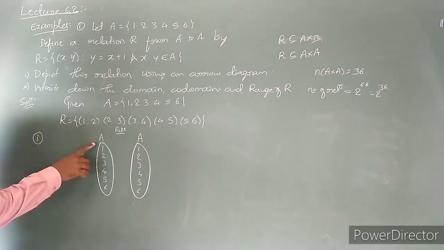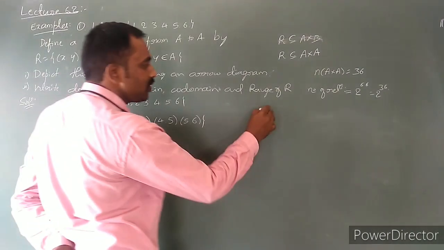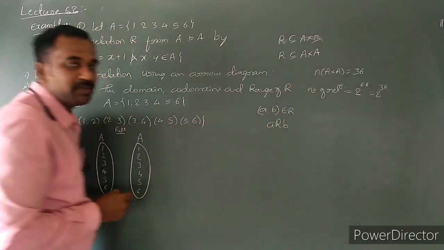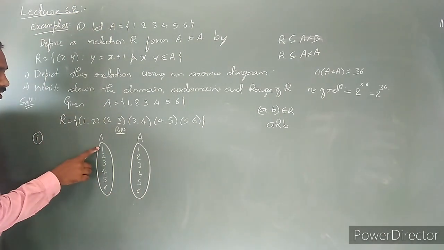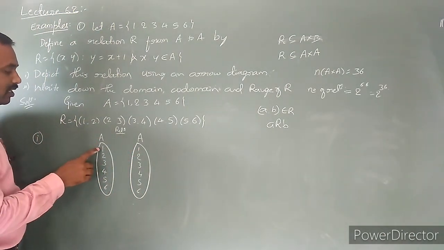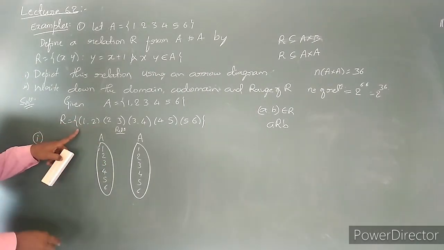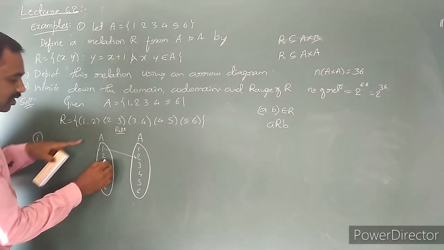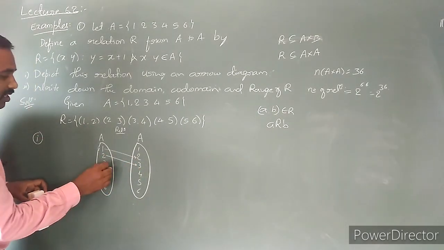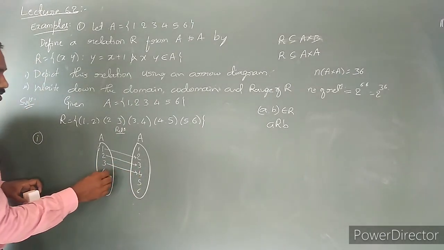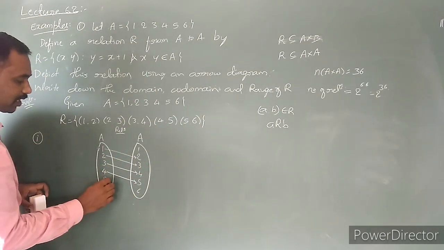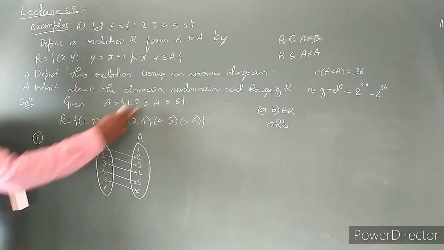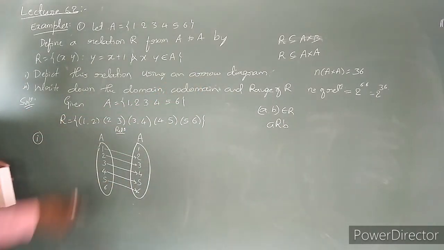In the arrow diagram, (a, b) present in the relation R means a is related to b. One is related to what? 1 is related to 2. 2 is related to 3. Next, (3, 4): 3 is related to 4. Next, 4 is related to 5. 5 is related to 6. This is the required arrow diagram of the given relation.